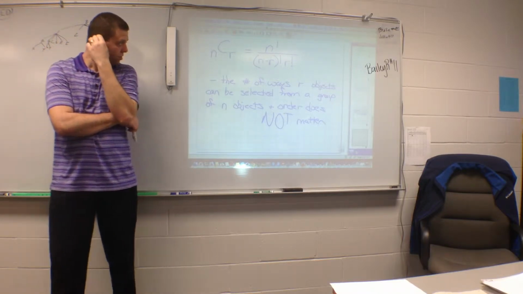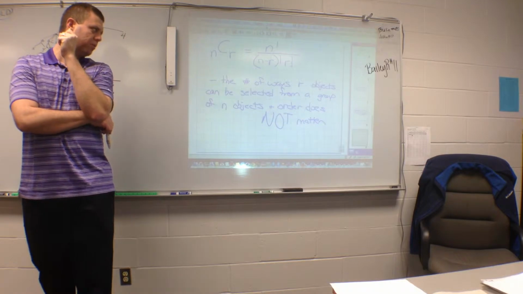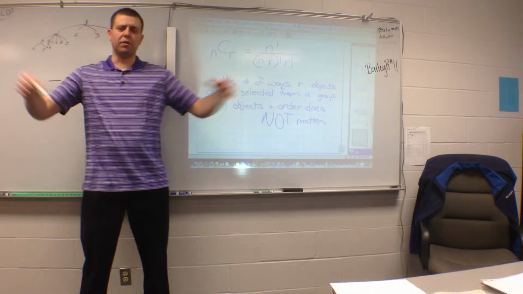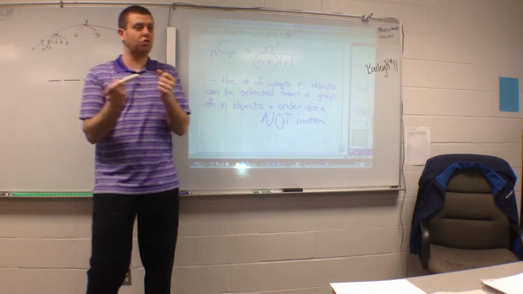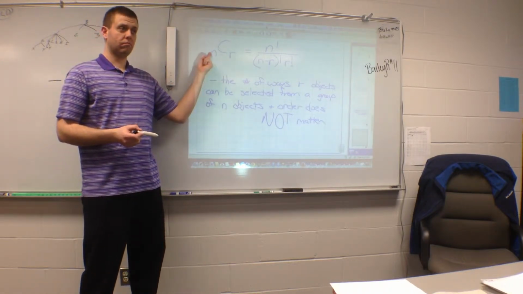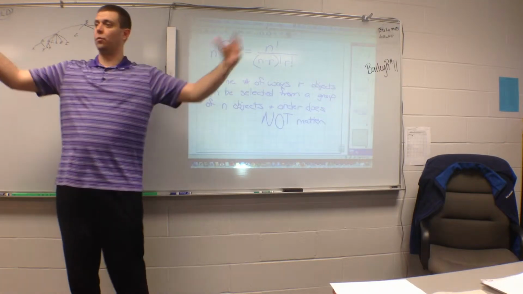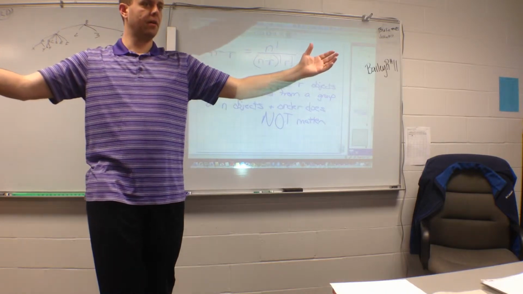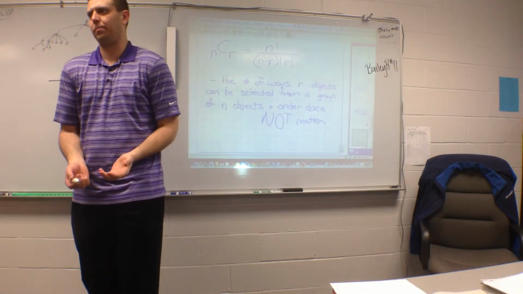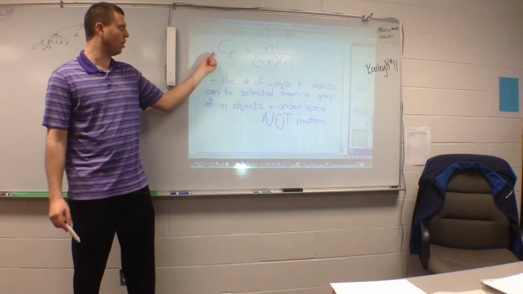NCR is the math you will use to determine the number of ways that R objects can be selected from a group of N objects, and order does not matter. So going back to the Spanish club problem, if there were 12 people in the Spanish club and we need to choose 3 of them to attend some conference, you do 12 NCR 3, because there were 12 total people to choose from, and you just need to choose 3 of them to attend this seminar, and the order you select the 3 people does not matter. You're just choosing 3 people to attend this conference. So you do 12 NCR 3.